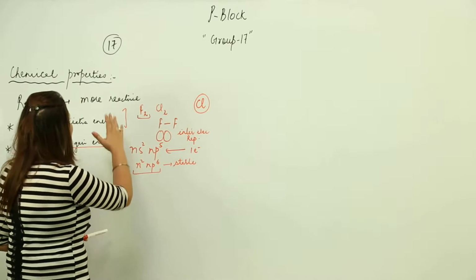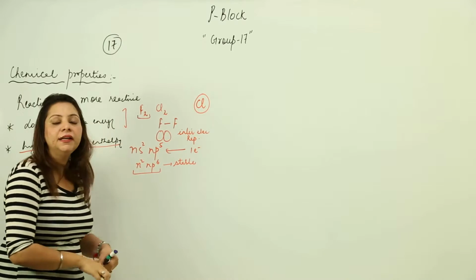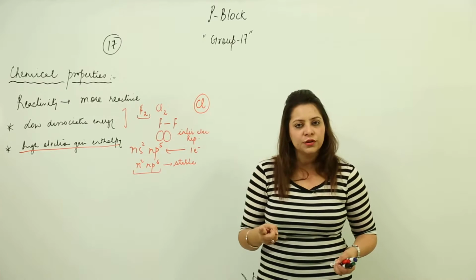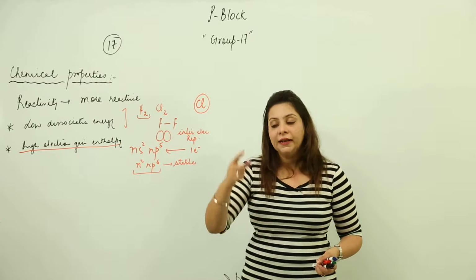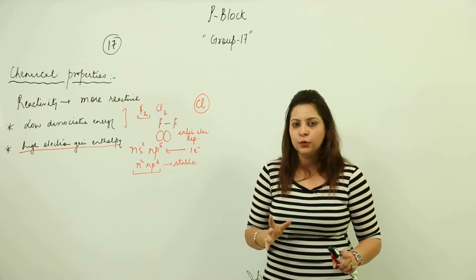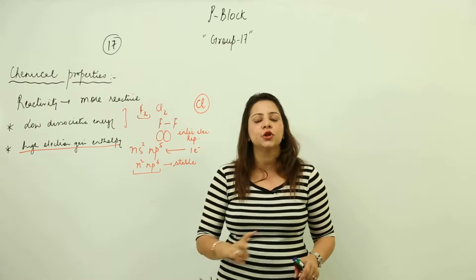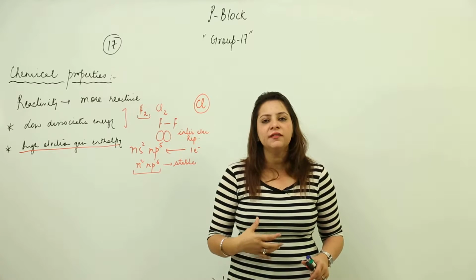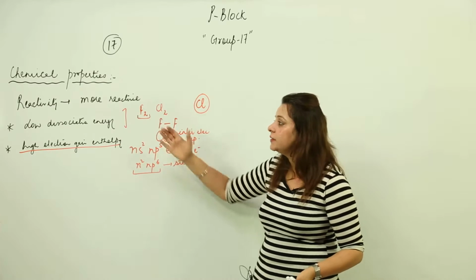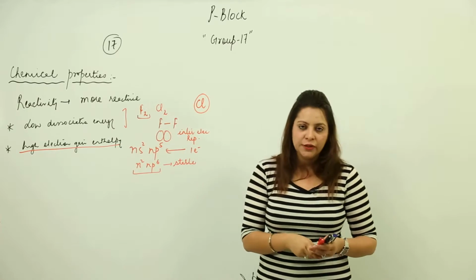So these are the two reasons behind the high reactivity of the halogens. One is they possess the lowest dissociation energy in their respective periods, and in the group fluorine has the lowest one, and even in the whole periodic table fluorine has the lowest one. And second is the high electron gain enthalpy, because after acquiring an electron they will attain a noble gas configuration, and this is what they want. So this is the reason that they are very reactive.